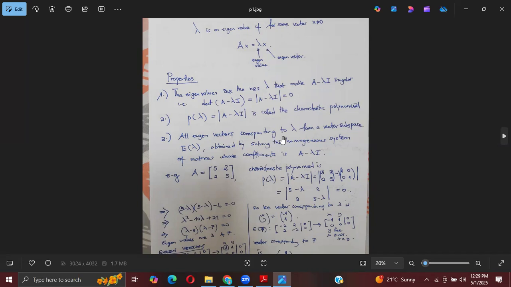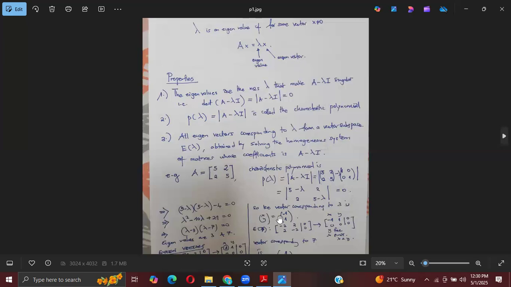So now, property number 3: all the eigenvectors corresponding to lambda form a vector subspace E of lambda, obtained by solving the homogeneous system of linear equations whose coefficient matrix is A minus lambda I. So we found the lambda values. Now we want to find the eigenvectors. So how do you do that?